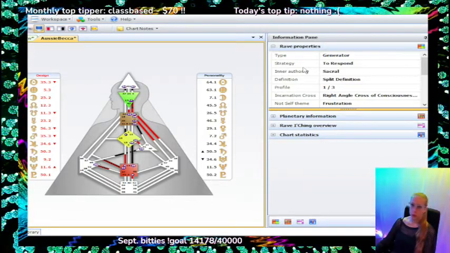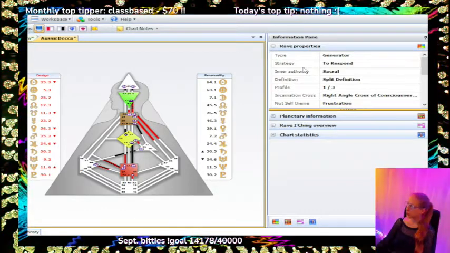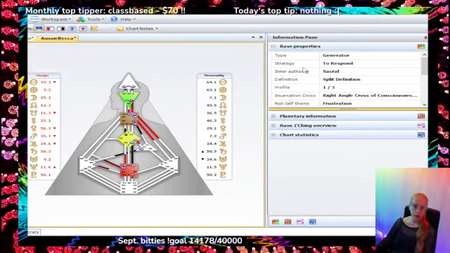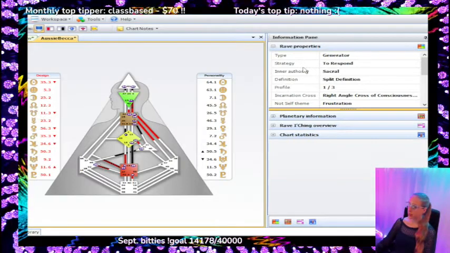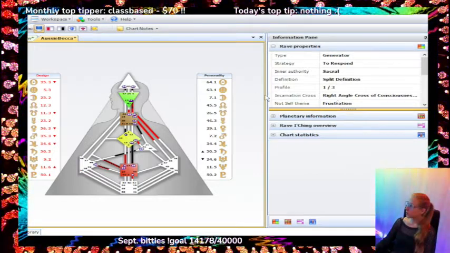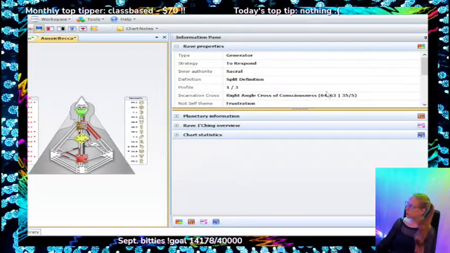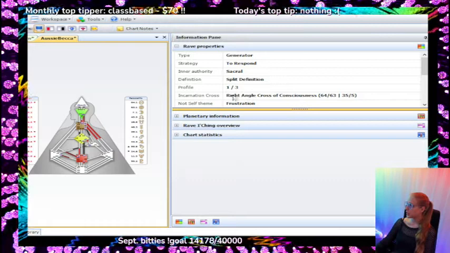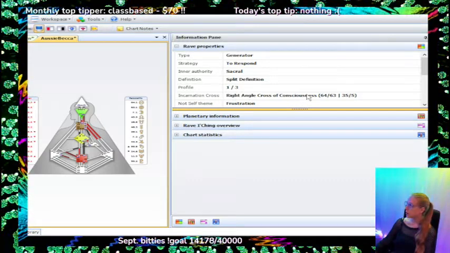If you listen to your yes and no, if your body says yes and you follow that yes, or if your body says no and you follow that no, you are going to allow your purpose to flow through you automatically without getting your brain involved. So, your incarnation cross, the right angle cross of consciousness, 6463 355, this is your purpose in life right here. Yep, the right angle cross of consciousness right here.